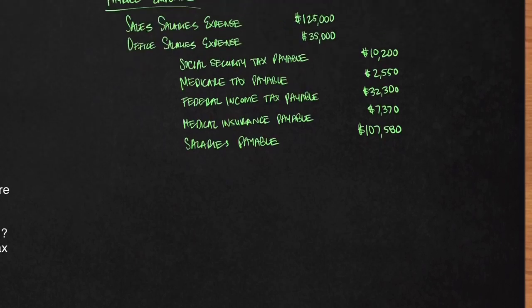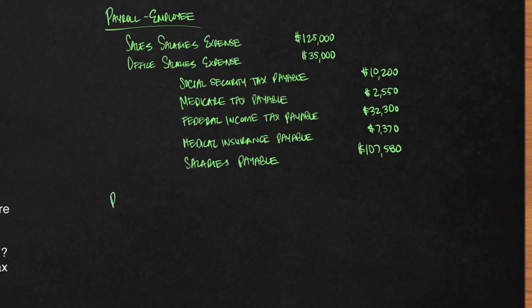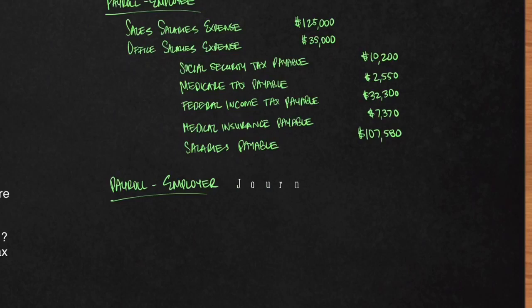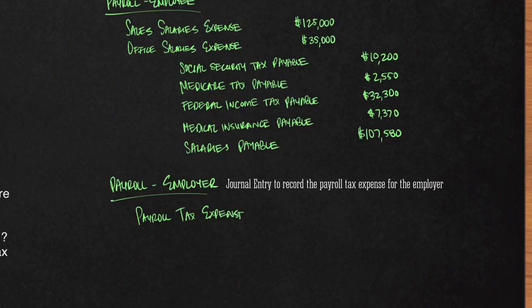All right. Again, we only need two journal entries for payroll. One for the employee and then now one for the employer. Once you set up the employee's journal entries, you'll use some of that information to complete the employer's payroll journal entry. First, you're going to want to debit payroll tax expense. This account, you don't know what the amount is. In fact, you have to wait until after you record all your credits.